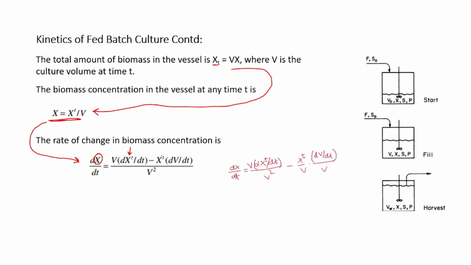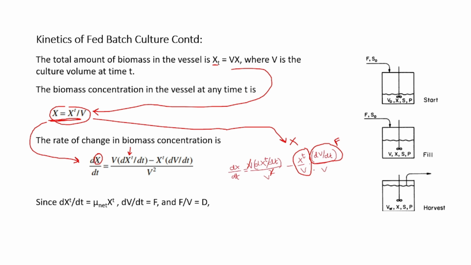So by applying distributive law, we can write it in this form: dX/dt is equal to V into dXt/dt whole divided by V square, minus Xt by V into dV/dt whole divided by V. So this V and V will cancel from here, and this Xt by V, what is this Xt by V? This is nothing but the biomass concentration. Okay, just see here. And this dV/dt, what is this dV/dt? We have already seen this is nothing but the flow rate.